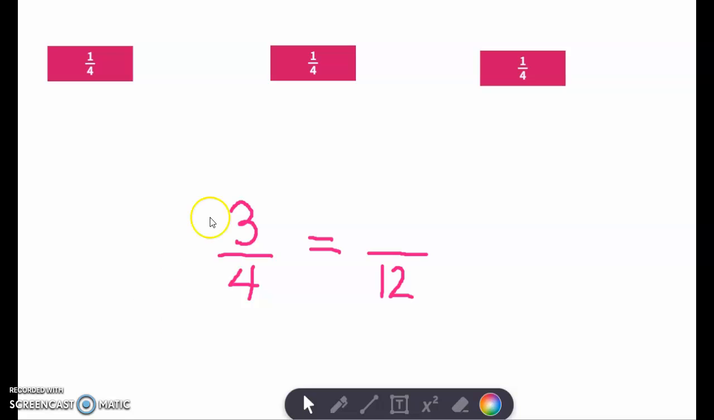For this activity, I want you to go to the supply shelf and get some fraction tiles. And then I want you to lay down your fourth pieces in front of you because we're going to use those pieces to find equivalent fractions. Pause the video and do that now.